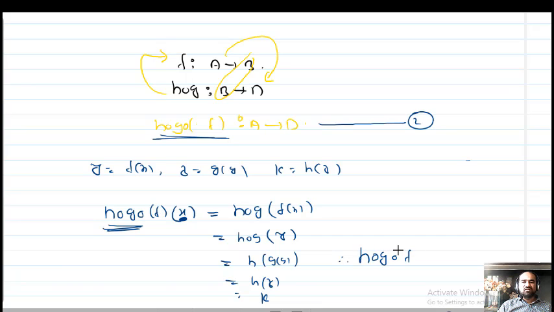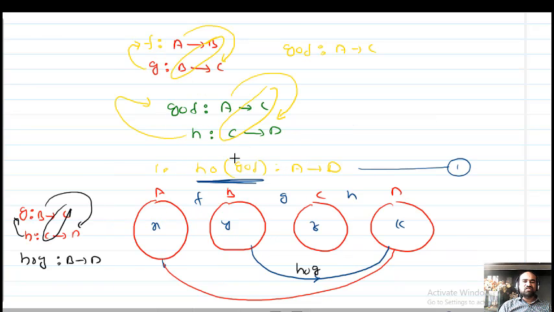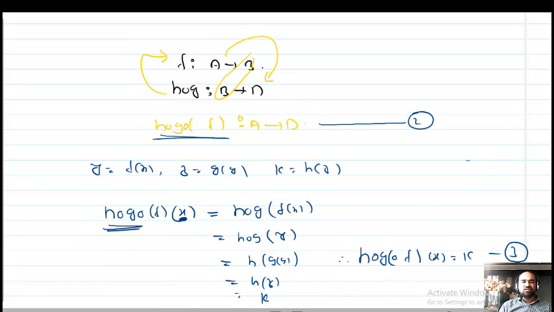Actually here you need to write a bracket here, of x equal to k. So this is result number 3. Next I want to take this function. Next one I will take that.